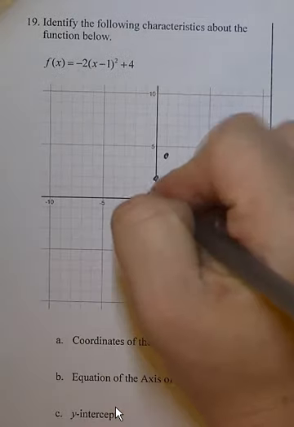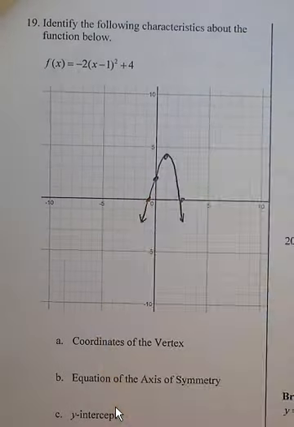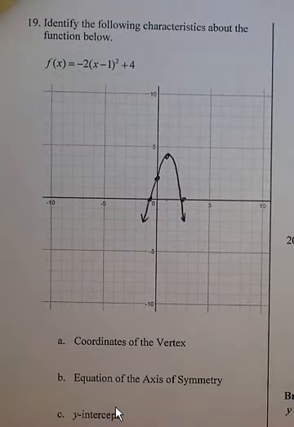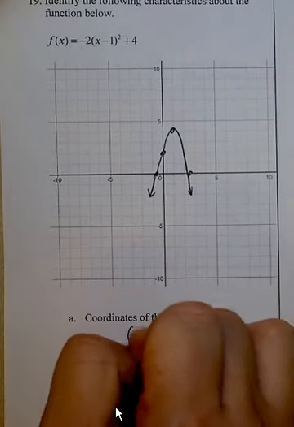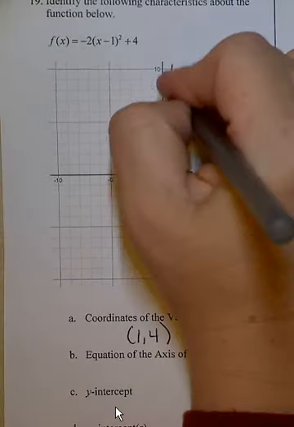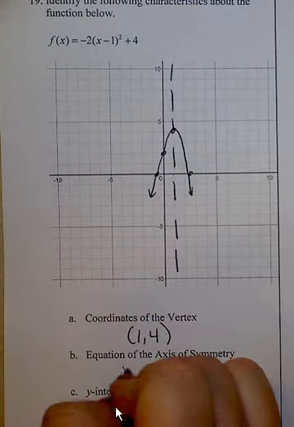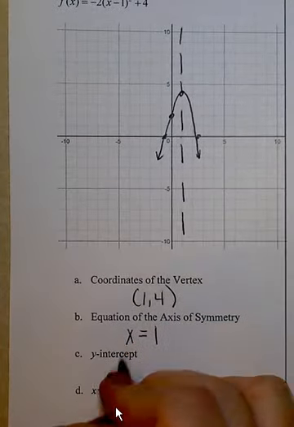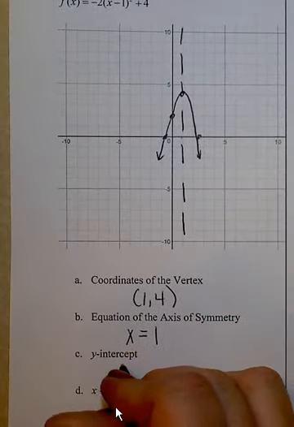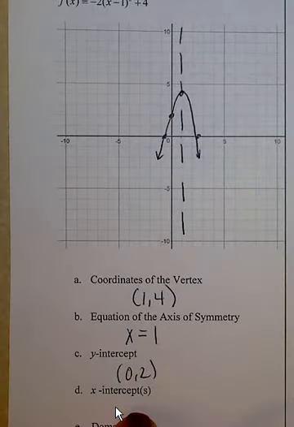So we know that the graph looks something like this. Now let's answer the questions about this. What is the vertex? The vertex is (1, 4). What is the equation for the axis of symmetry? It cuts through the x-axis at a value of 1. What is the y-intercept? The y-intercept is (0, 2). We're going to come back to x-intercepts later on.